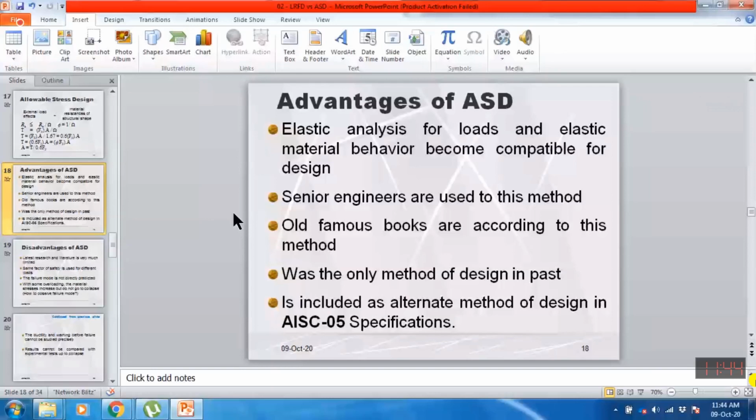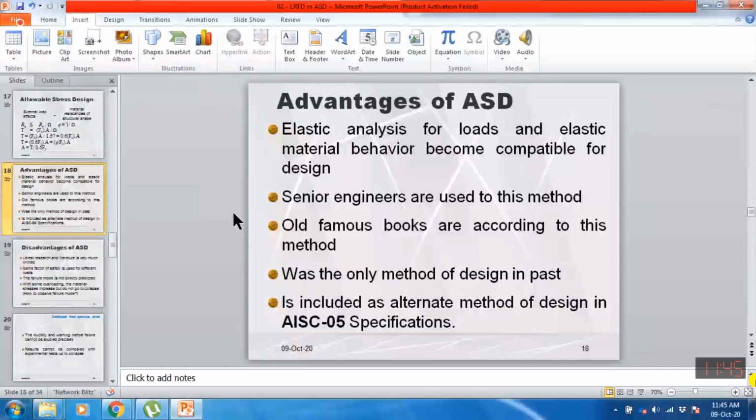So in this case, if I do not want to exceed the stress beyond a certain limit, the material will behave more elastically and the material behavior will be compatible with our design. So senior engineers use this method.